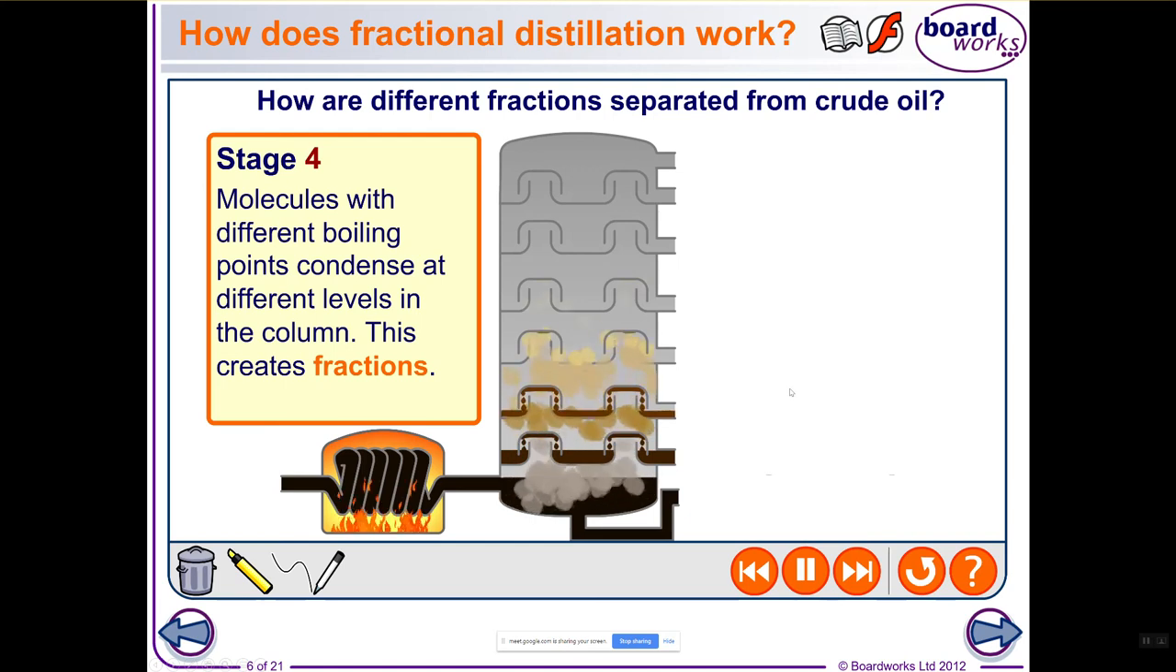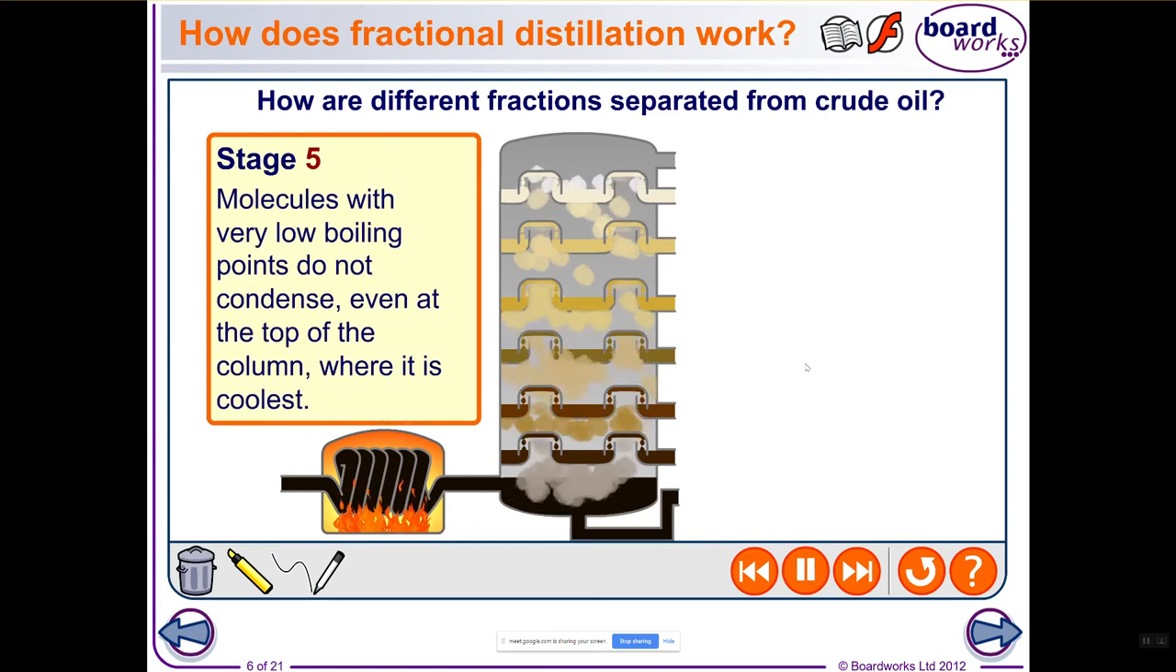So gases that don't condense because their boiling point is still too high will continue to move upwards until we reach the very, very top. Anything that's not condensed by the time it's reached the top will remain a gas. It will never condense because the temperature will be too hot.